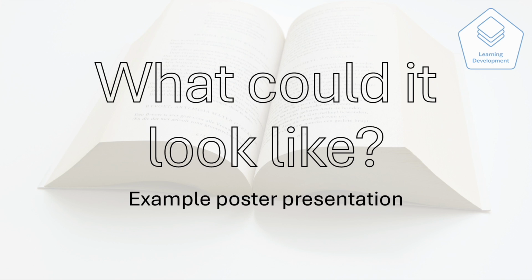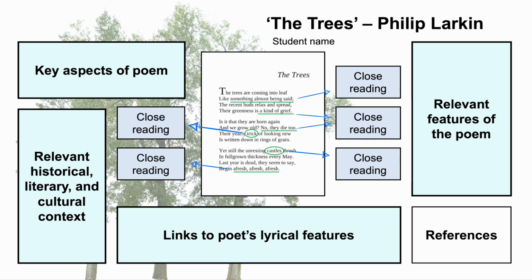What could it look like? Here are a few examples. This is a poetry poster. The poem sits in the centre with the close reading just around it. You can see the narrative runs from left to right, from key aspects of the poem to historical, literary and cultural context, to links to the poet's lyrical features, relevant features of the poem and the references. There's an image in the background, but it's slightly faded so it doesn't dominate. The colour scheme includes shades of blue.